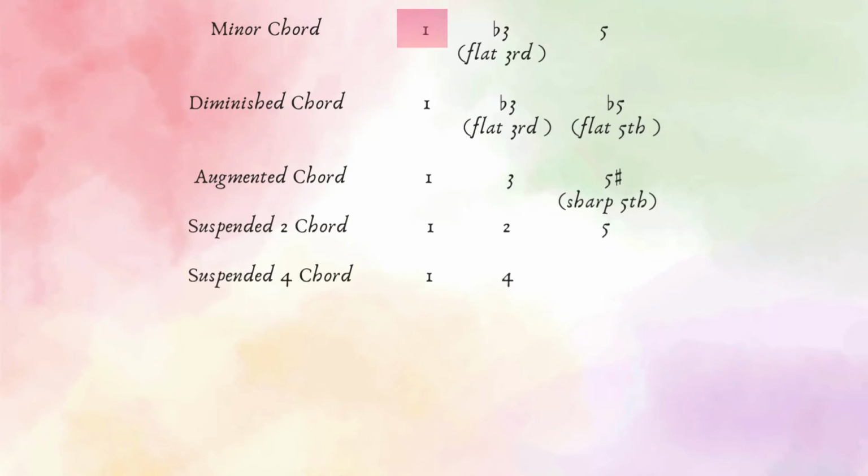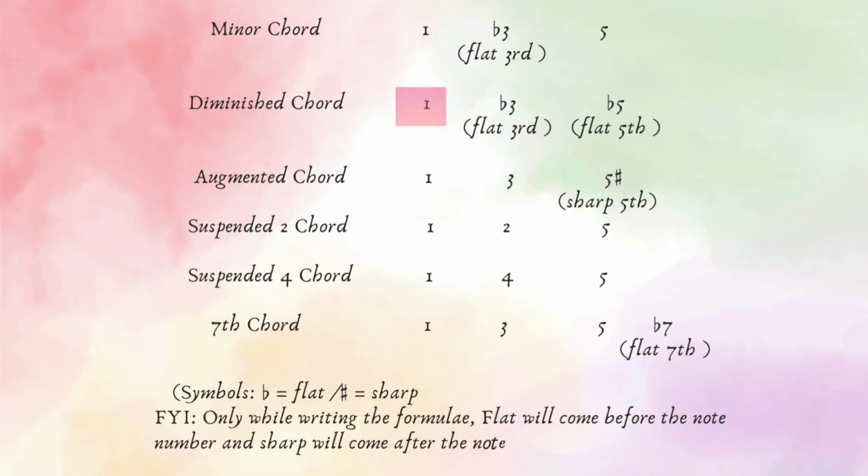So for the minor chord, it goes as first, flat third and fifth. For diminished chord, it's first, flat third, flat fifth. For augmented chord, it's first, third and sharp fifth. For suspended 2 chord, first, second and fifth. For suspended 4, it's first, fourth and fifth. And for the 7th chord, it's first, third, fifth and flat 7th.